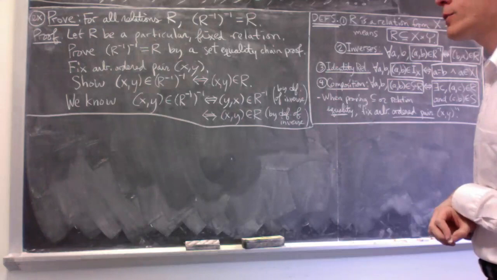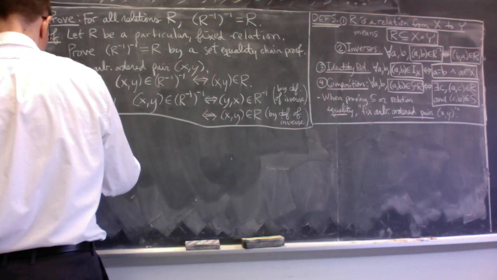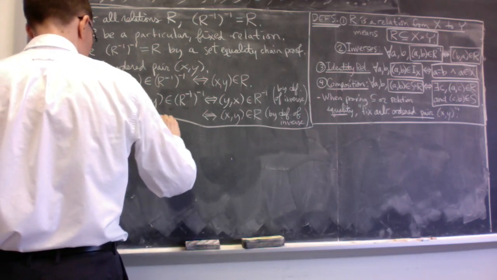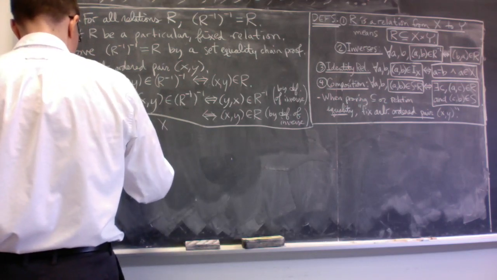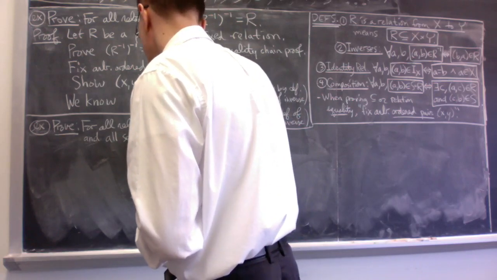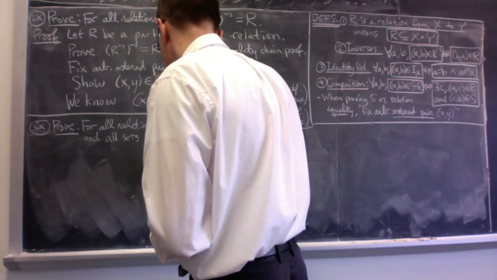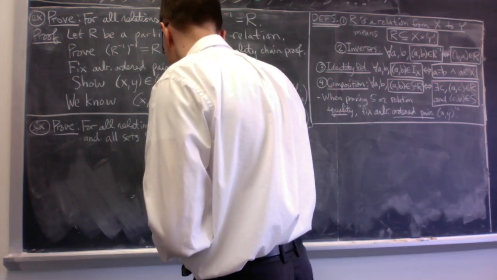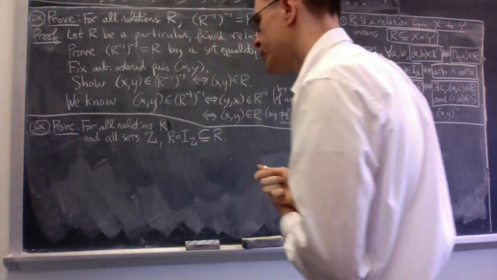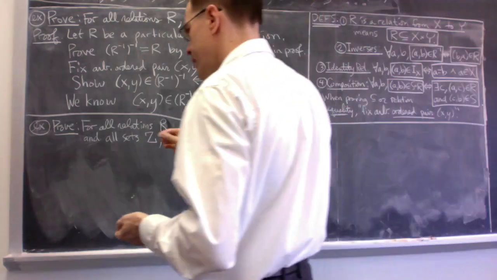Okay. Let's prove another one. Let's prove for all relations R and all sets Z, I'm going to claim that R circle the identity relation on Z is a subset of R. Okay. All right, so let's try that. Proof.